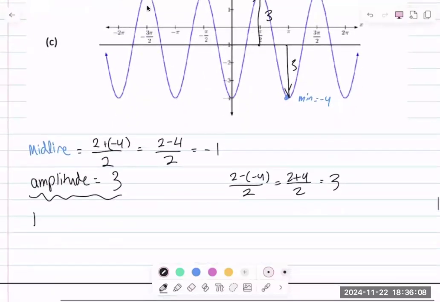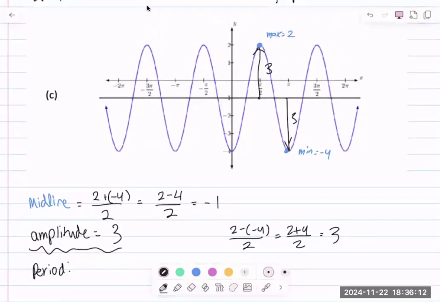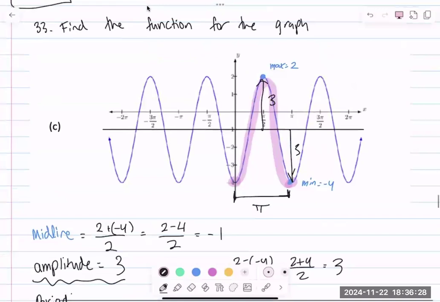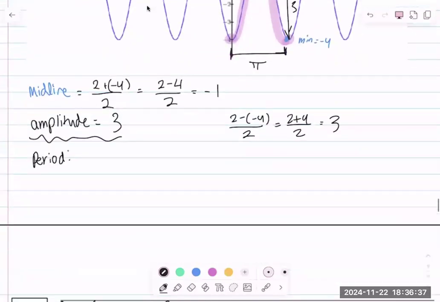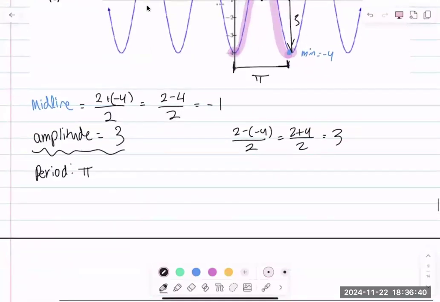And finally, our period is going to be how long it takes to make that full rotation. Well, there's two ways I can do this. I can trace out one full rotation here, right? So going from my 2 minimum points, the distance between these guys in my input land is pi. So my period is pi. You could have also found this using 2 maxima. Anytime you just count a full cycle, you have the period. And so my period here is pi.